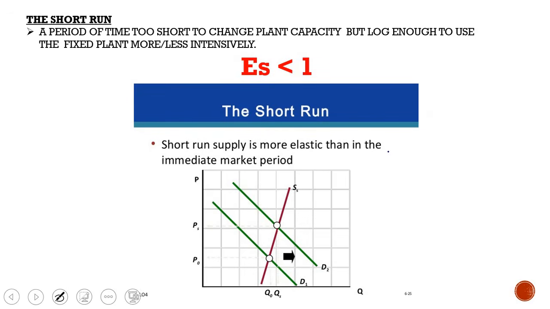Then you have the short run. This is a period of time too short to change plant capacity, but long enough to use the fixed plant more or less intensely. So here your E of S is less than 1. Okay, so the short run supply is more elastic than in the immediate market period. Okay, so can you see that it's a little bit more elastic, but it's not completely elastic. So you do have a response to a change in your prices, but it's not a huge change. Okay, so if you look here, if your price had to increase, then your quantity supplied would also increase, but by a very small amount.